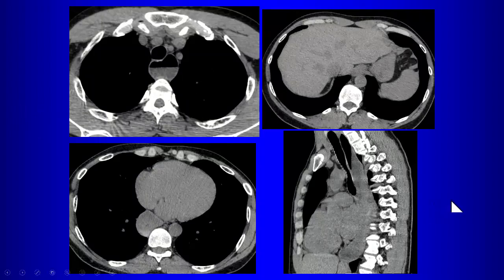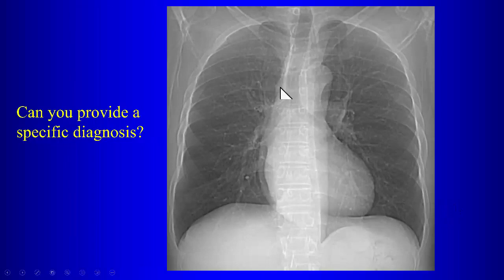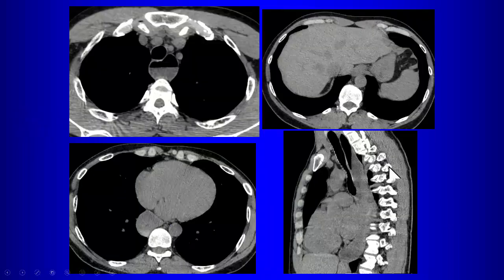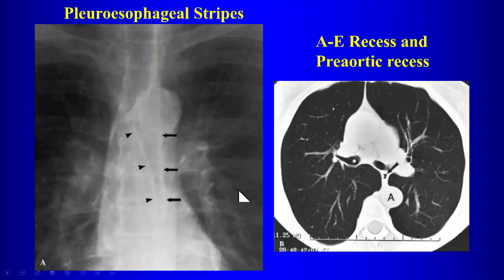So achalasia can be sneaky on your frontal radiograph as the esophagus dilates and flops toward the right side. The pleural esophageal stripes: if there's air in the esophagus, we can see the walls outlined with air, because there could be air within the lung on the other side, and that outlines the esophageal walls if there happens to be some air within the esophagus. Here is the esophageal recess.